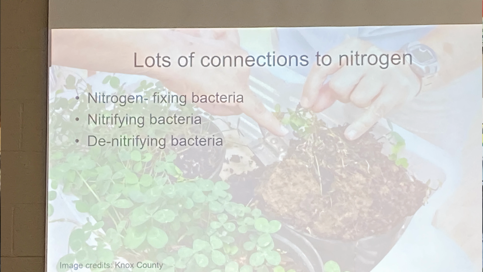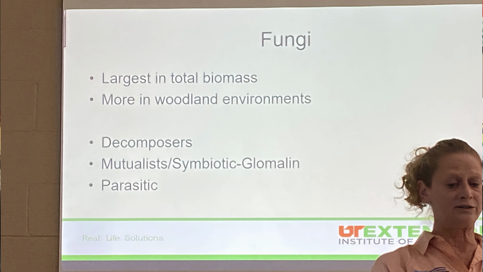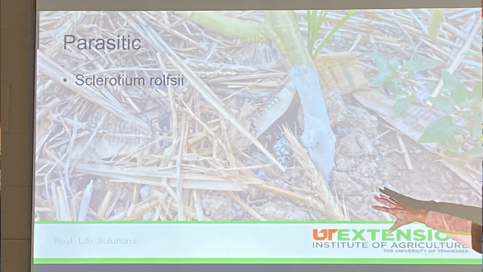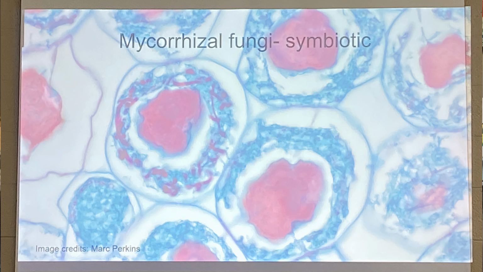Lots of connections of nitrogen. Nitrogen fixing bacteria, nitrifying bacteria, and denitrifying bacteria. Fungi. Largest in total biomass, more in woodland environments. Decomposers, mutualists, symbiotic, and they can be parasitic. Parasitic, that's what that looks like. Mycorrhizal fungi is symbiotic.